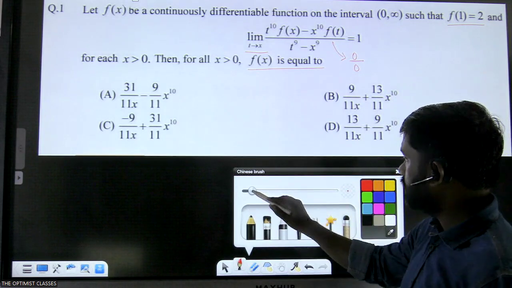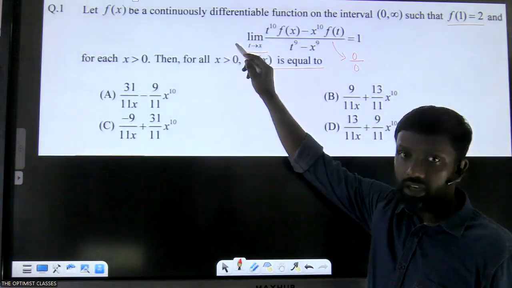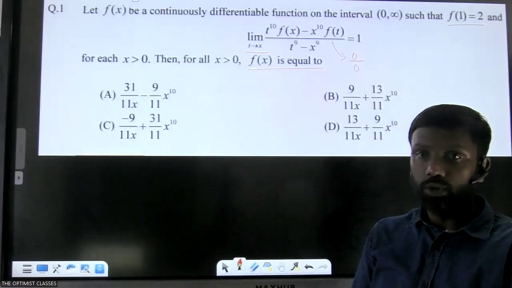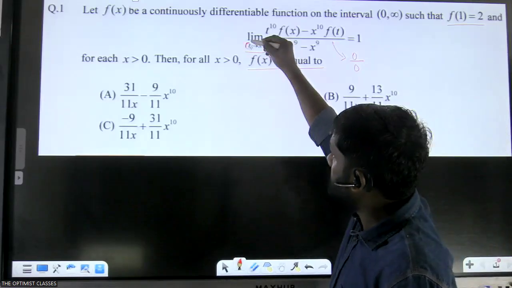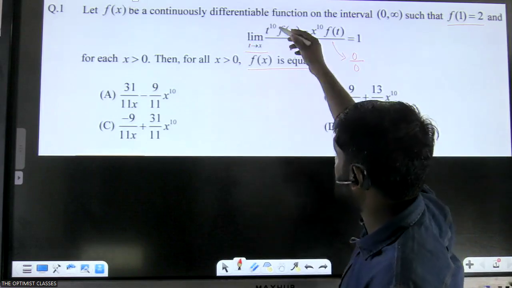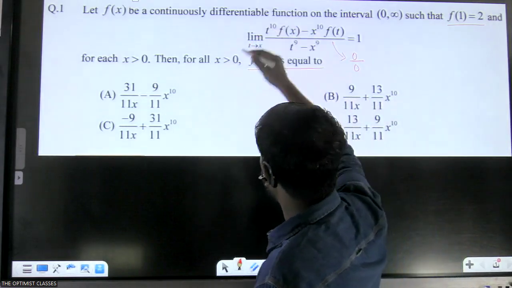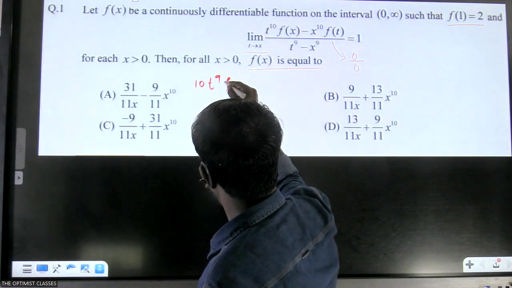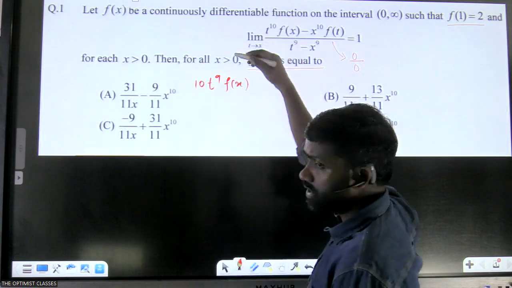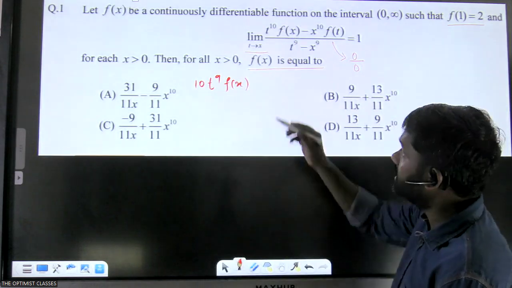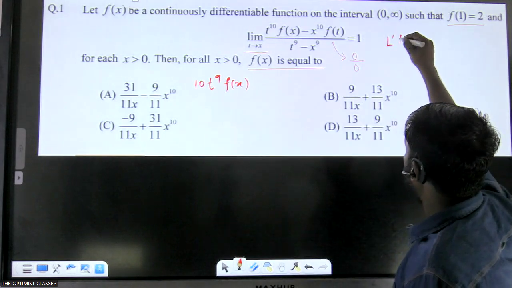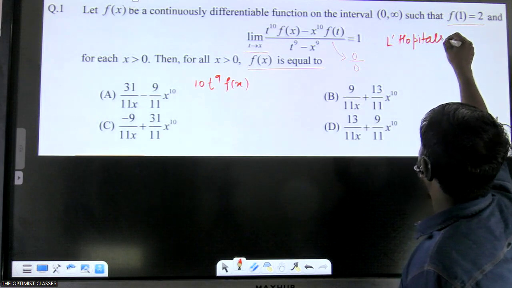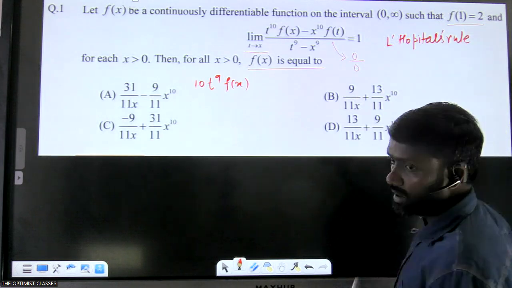So therefore, what I'll do is, the limit is being taken on t, so we'll differentiate both numerator and denominator with respect to t. If you differentiate it, what you are going to get here is 10 t to the power 9, and this f(x) will remain as it is because we are differentiating with respect to t here. We are applying L'Hospital's rule.